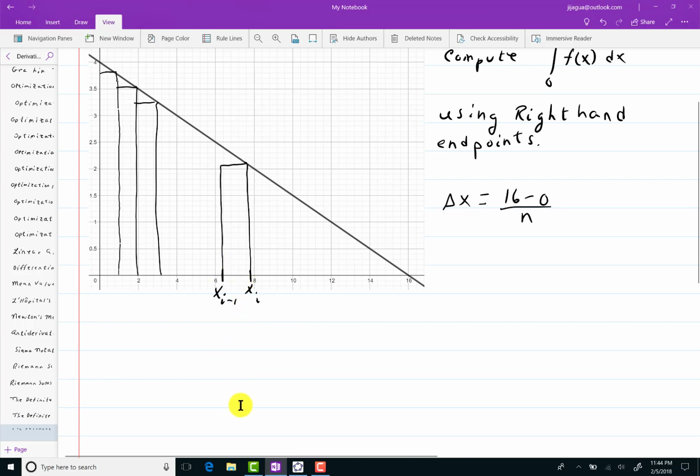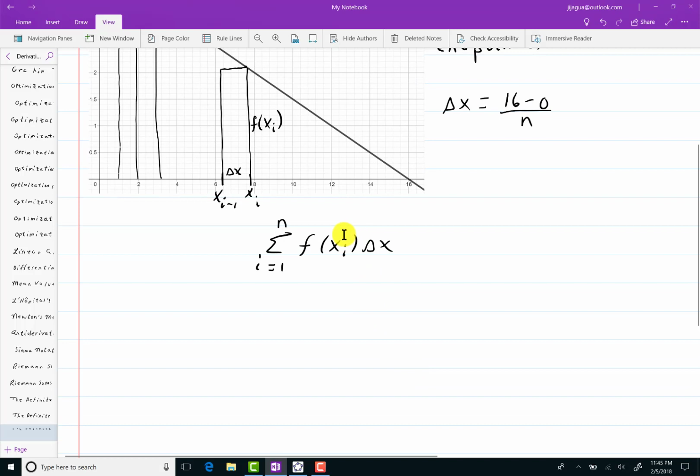The width is always delta x. It's a smart idea to leave your widths all the same thickness. The height, remember, is the right-hand side, so it's f of x sub i. So the area of this one particular rectangle is f of x sub i times delta x. And then if you do that for all n of the rectangles you'll inevitably be creating, you'll see that we have the sum from i equals 1 to n of f of x sub i delta x. How do you get these x sub i's?